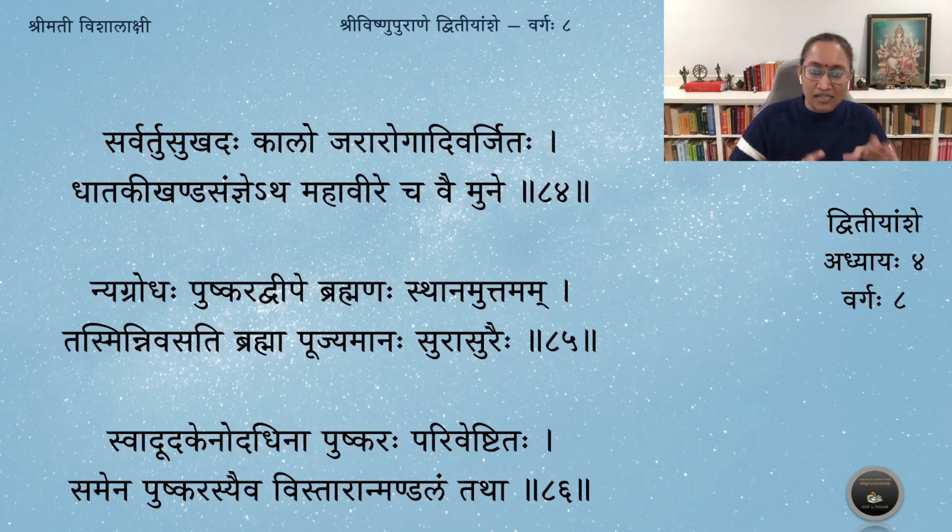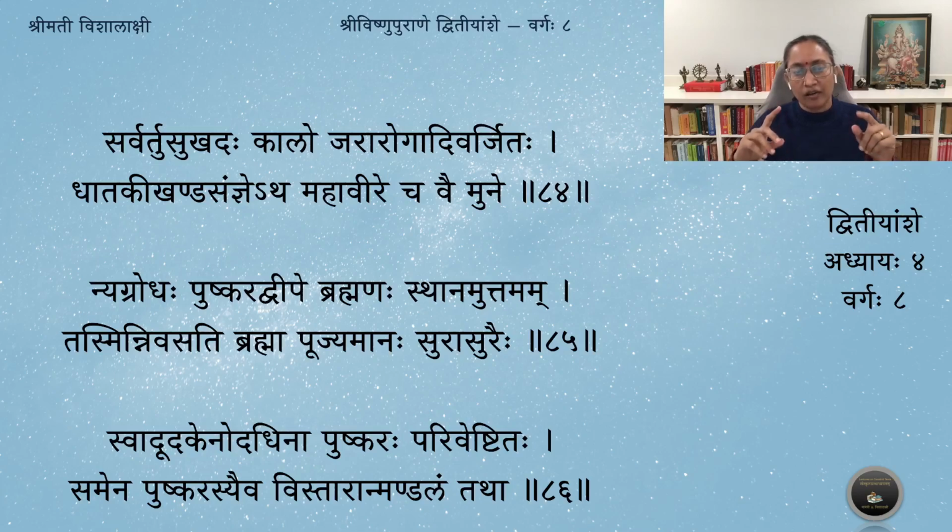Dhataki khanda samjne ata mahavire cha vai mune. So in both dhataki khanda and in the mahavira khandam varsham, the time or the nature is always such that it provides happiness during all seasons, and there is no old age nor is there any disease.